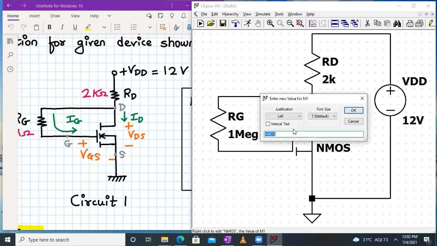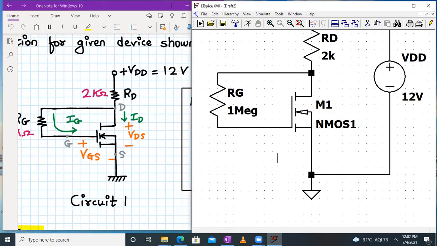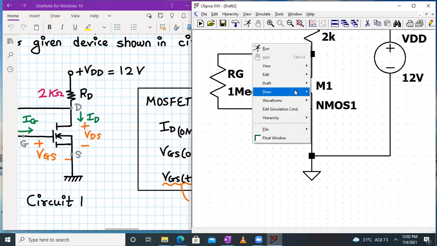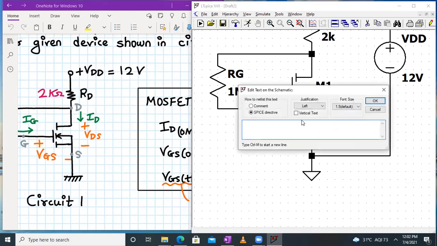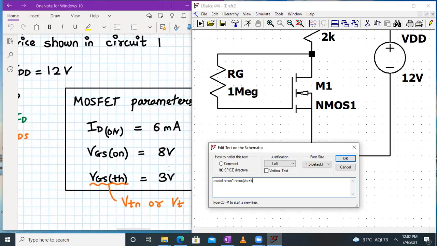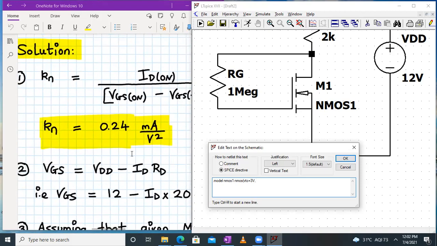Now we have to select this NMOS, rename it as NMOS1, and write the dot model statement. To write the dot model statement, we right click, go to draft, go to Spice directive. And here we start writing the dot model statement. We'll write dot model NMOS1, the name which we have given, then the reserved word NMOS, and in brackets, the threshold voltage is written as VTO. So threshold voltage is 3 volt, and also the value of Kn. Now Kn is calculated as 0.24, but internally it considers Kn dash, and Kn dash is actually Kn by 2.